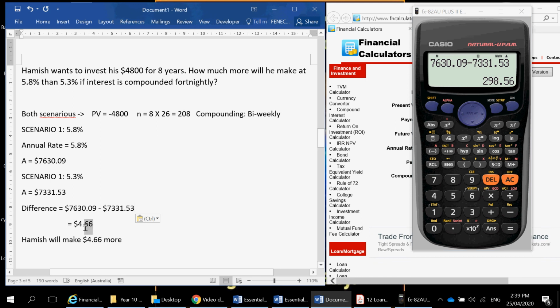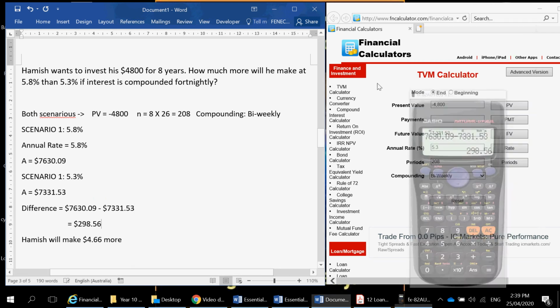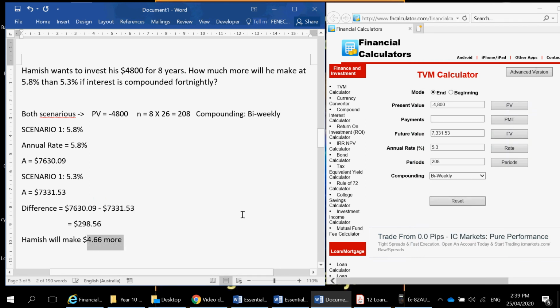Subtraction, the difference is 298.56. Right, that's more like it. So Hamish will make $298.50 more at 5.8% compared to 5.3%.